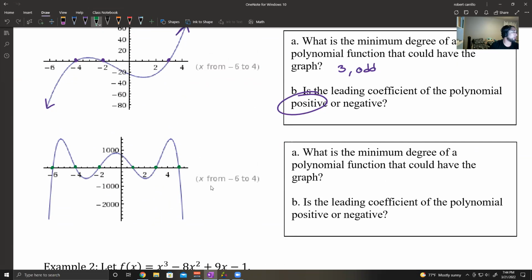1, 2, 3, 4, 5, 6. So what would our minimum degree be? 6, which is even. And now look at your end behavior. Both tails open down. So are we a positive even or negative even degree? Negative. Got it. There you go. Not bad, right? And I did mention you could do it by end behavior as well to find out your degree.